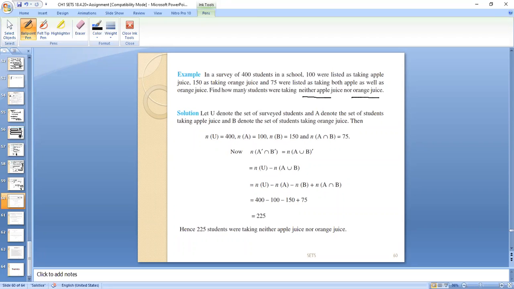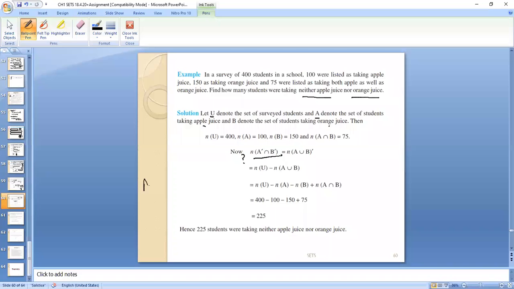Total students 400. Let U denote the set of surveyed students. U is the universal set, right? A denotes the set of students taking apple juice, and B denotes the set of students taking orange juice. So the number of students in set A is 100, in set B is 150, and in A intersection B is 75. Now, what we have to find, this is very important. This we have to find, right?